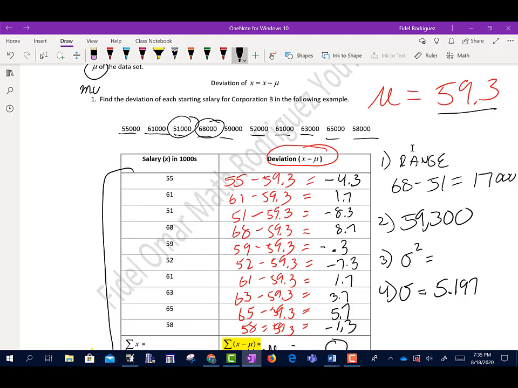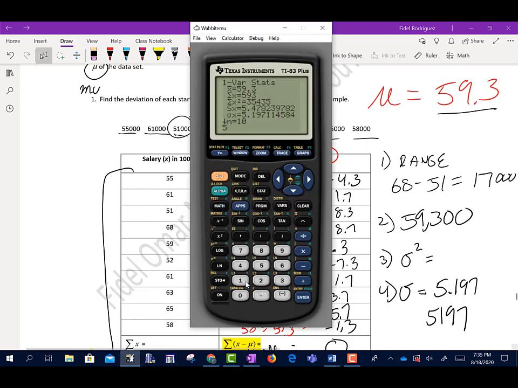So I want to think about this really as 5,197. And then to find my variance, I'm just going to square that number. I'm going to take 5197 and I'm going to square it. And wow, it's a huge number there, isn't it?